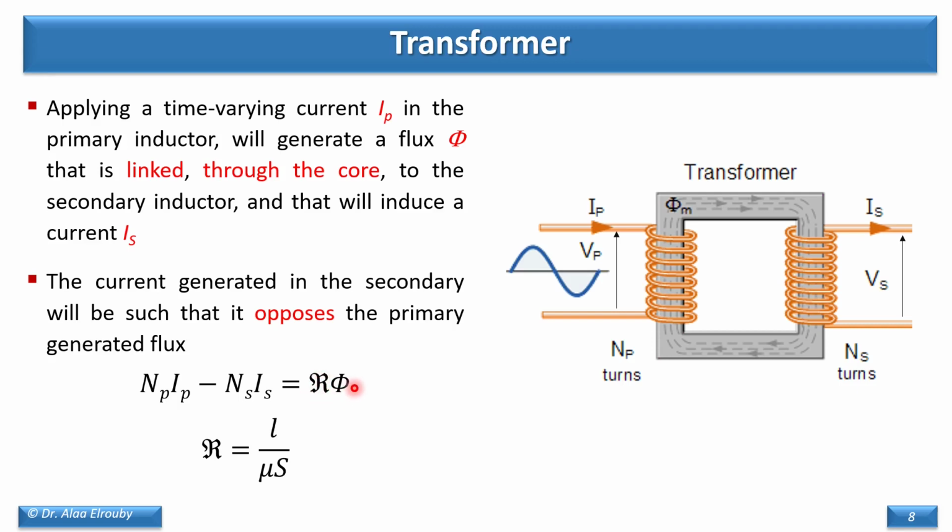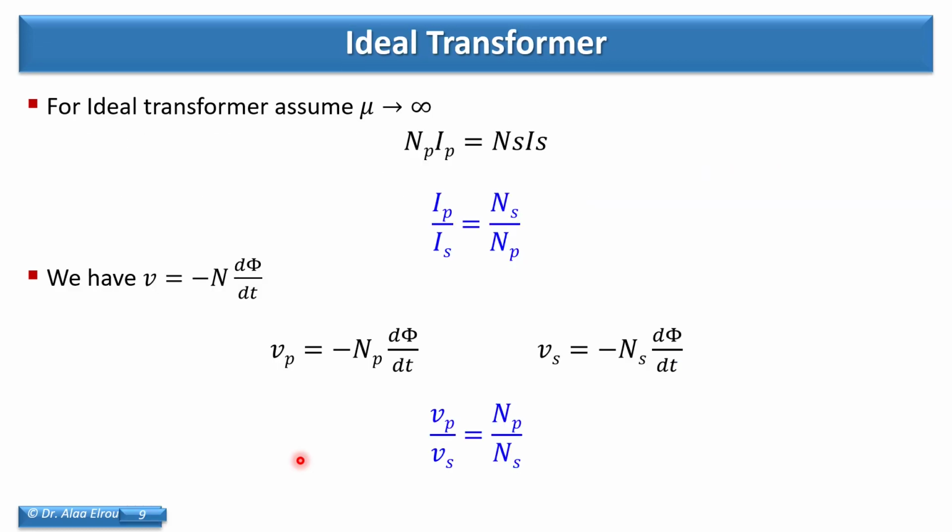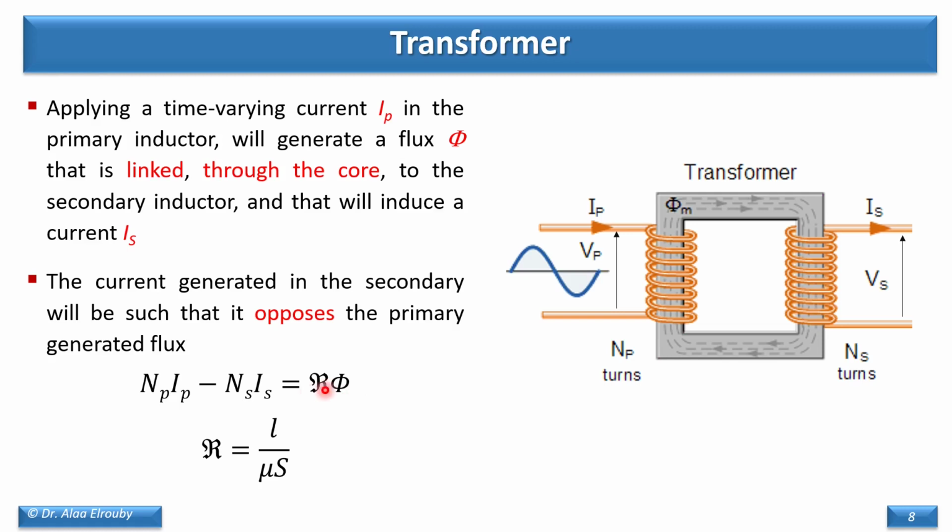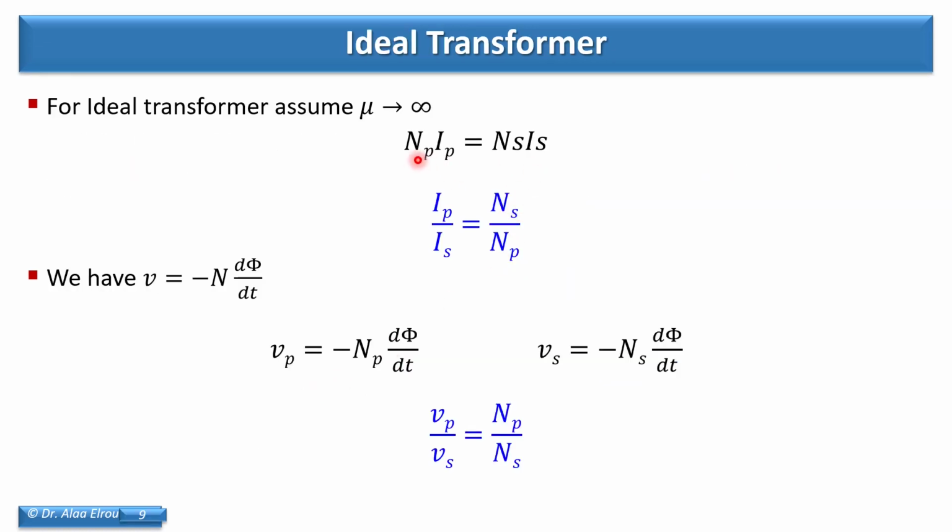reluctance multiplied by flux. We know all that the reluctance equals the length of the core, the total length of the core, divided by permeability and cross section. For an ideal transformer, we would say that the core is a perfect magnetic material with mu equal to infinity, so that the right hand side of this equation will equal 0. So we'll have the number of turns of the primary multiplied by its current equals the number of turns of the secondary multiplied by its current.